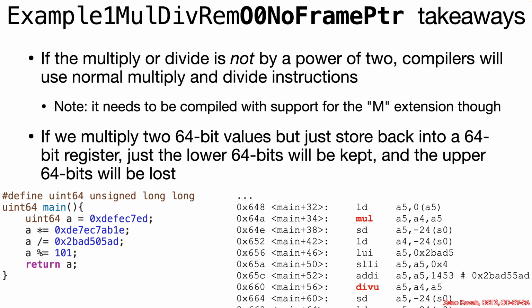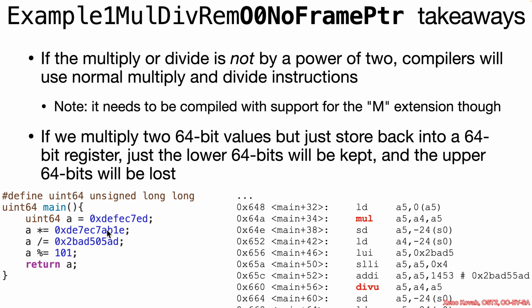So our takeaways from example 1 is that if we have a multiplication or division that is not a power of 2, then if the compiler has support for the M extension, the multiplication extensions, then it'll generate multiplication, division, or remainder operations using new assembly instructions. We saw previously when the multiplication or division was by a power of 2, it would just use shifts because that's far more efficient. We also saw our first multiply, which keeps only the lower bits.